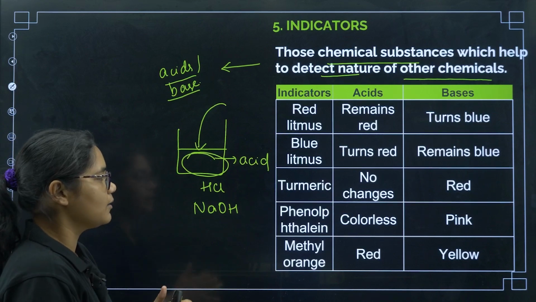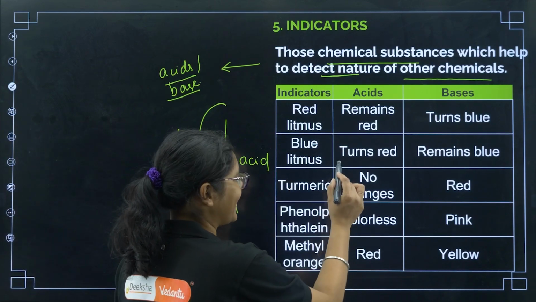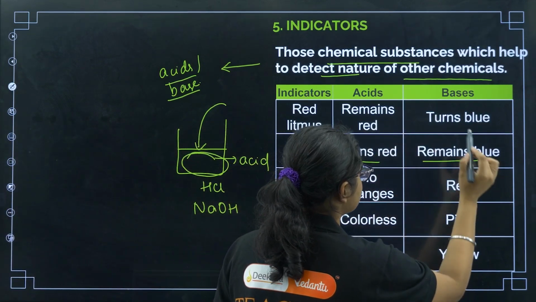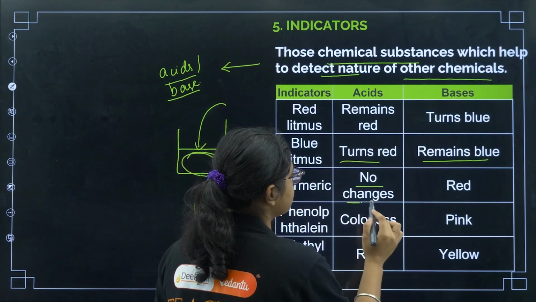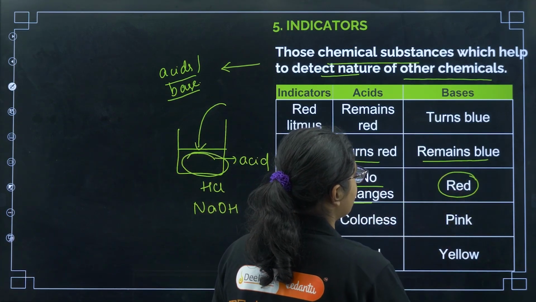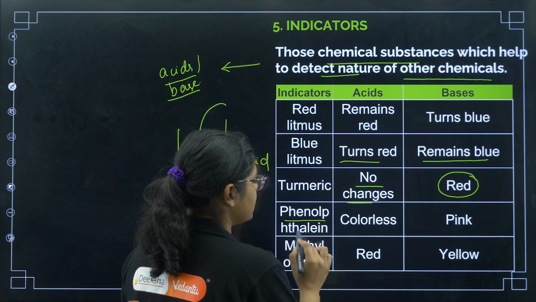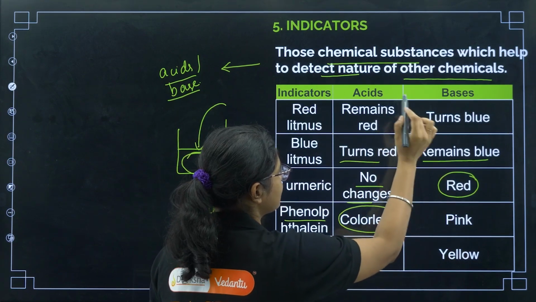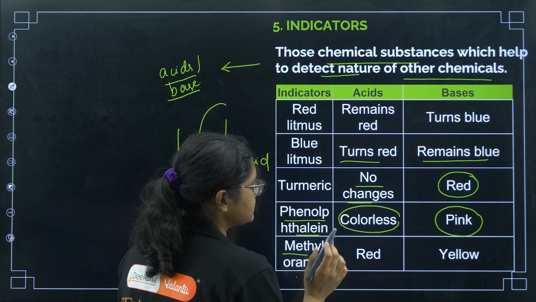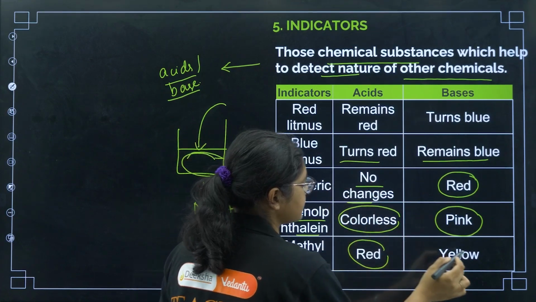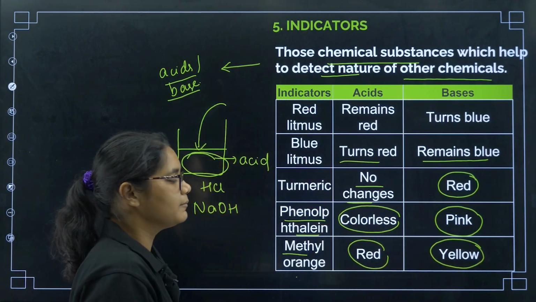Similarly, if you take blue litmus, it will turn red in the acidic medium and it remains blue in the basic medium. Now if you have turmeric, there will be no change in the acidic medium, it turns red in the basic medium. Now phenolphthalein remains colorless in the acidic medium but turns pink in the basic medium. Now methyl orange remains red in the acidic solution and turns yellow in the basic solution.